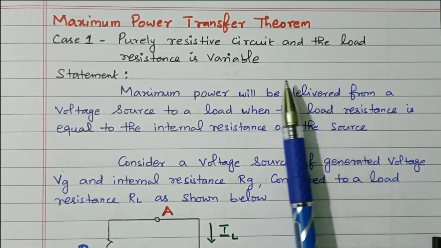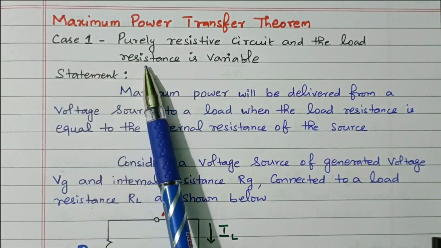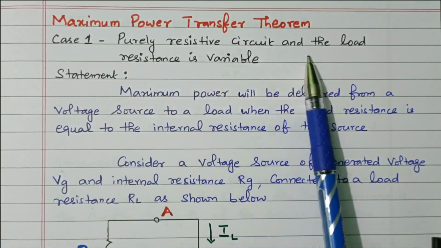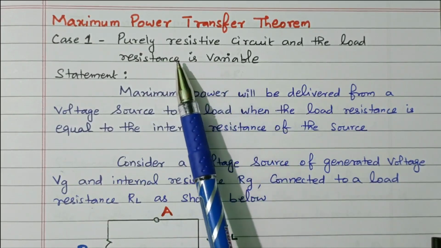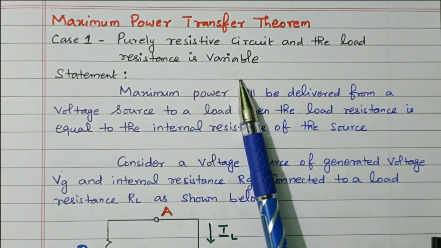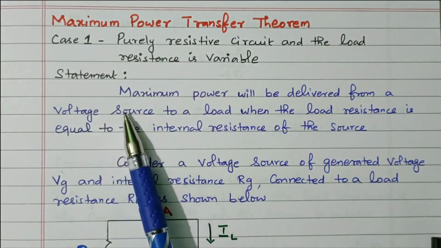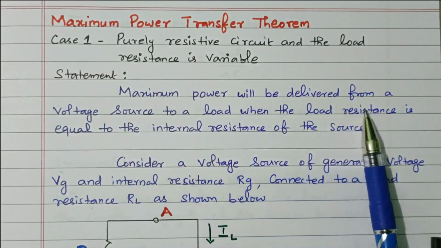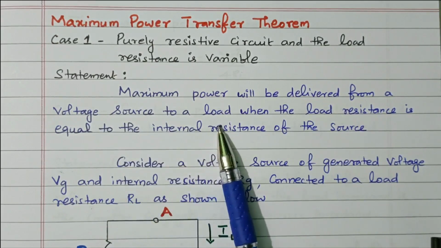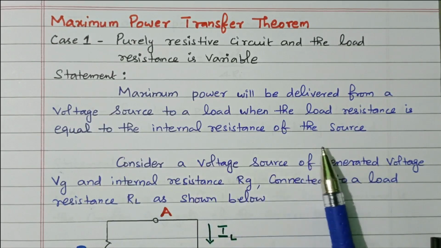Now we'll go to the topic, maximum power transfer theorem. We'll see case 1: a purely resistive circuit where the load resistance is variable. The circuit contains only resistance and the load is also a resistance that is variable. The statement of the maximum power transfer theorem is: maximum power will be delivered from a voltage source to a load when the load resistance is equal to the internal resistance of the source. This is the statement given.